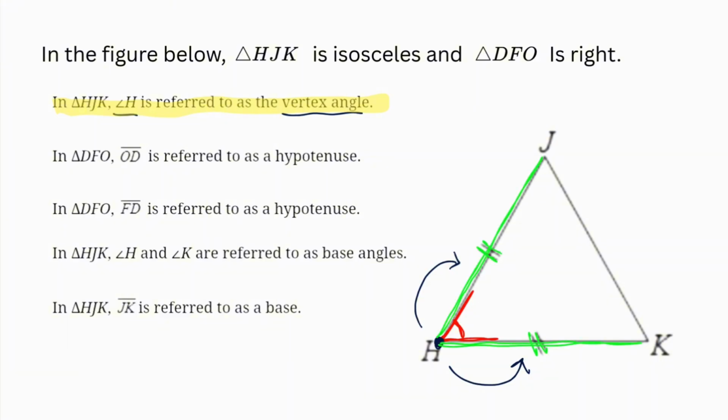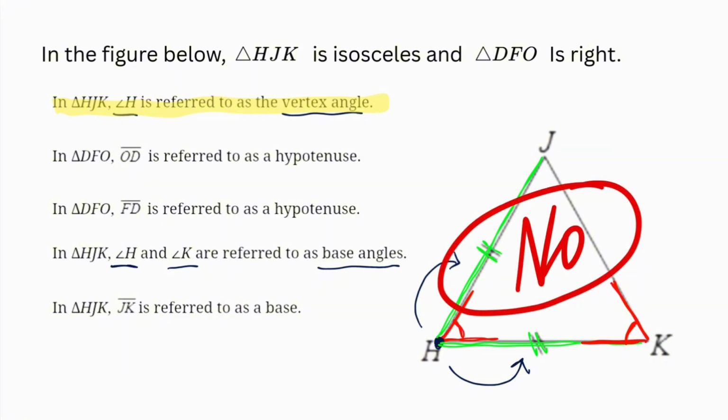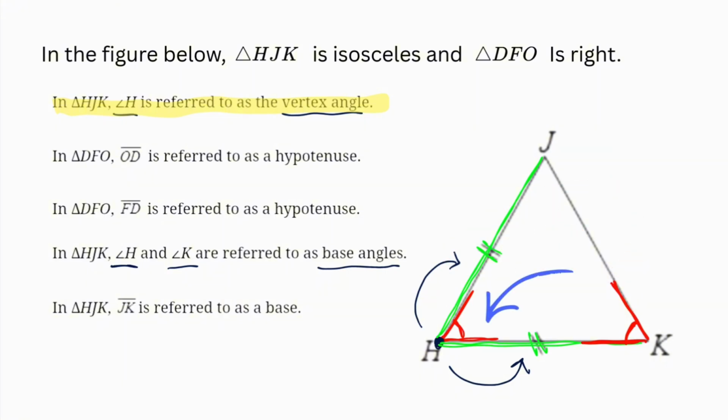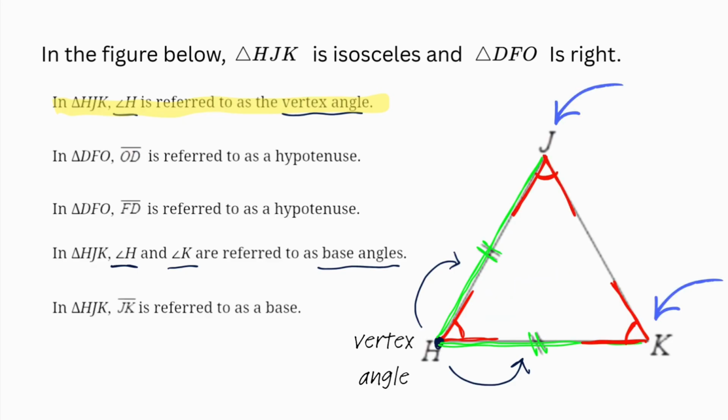Now, let's see the other option. It says that angle H and angle K are base angles. Do you think this is correct? Well, that is wrong, because angle H, as we mentioned earlier, is the vertex angle. This leaves angle J and angle K to be the base angles.